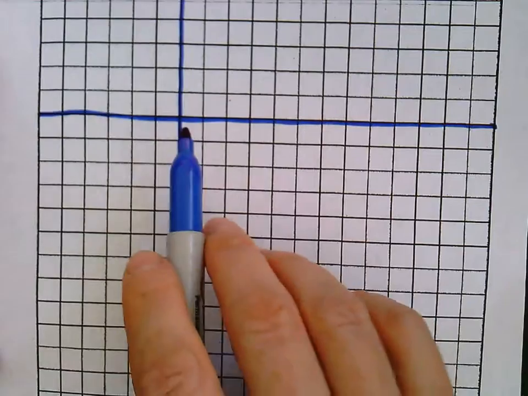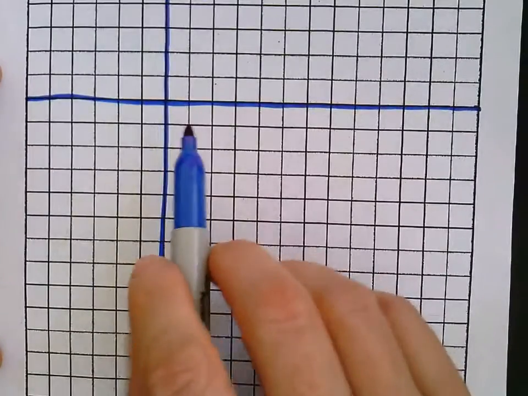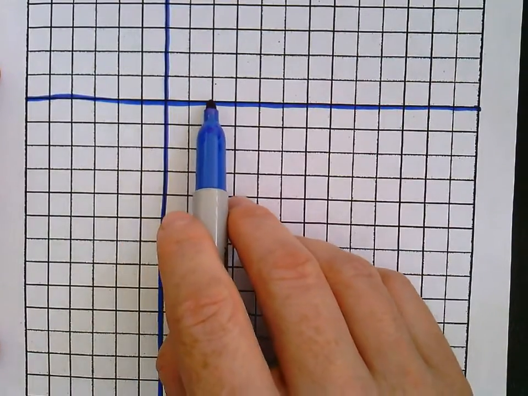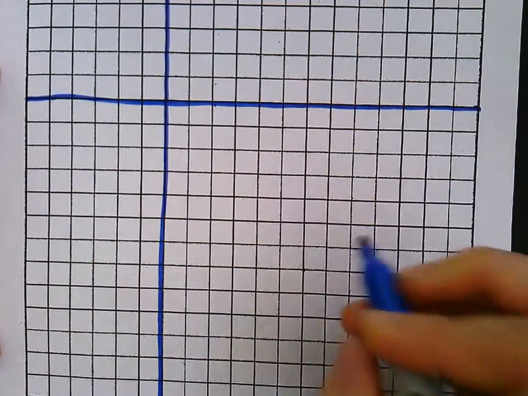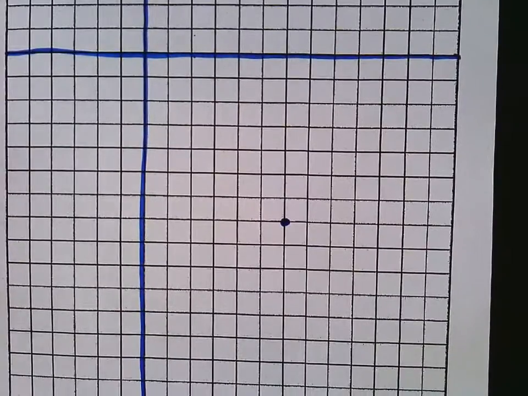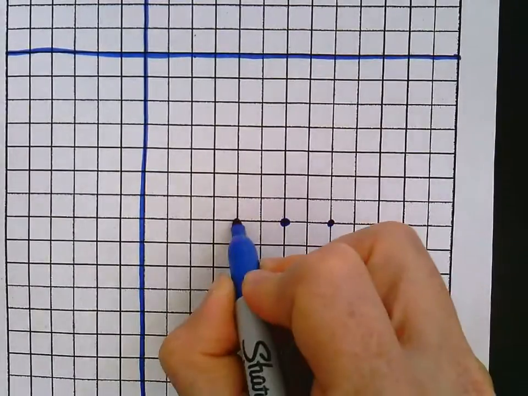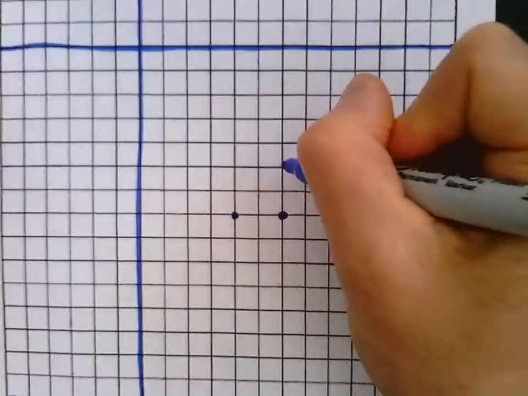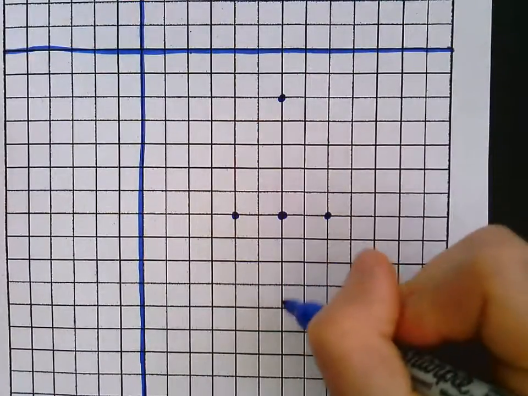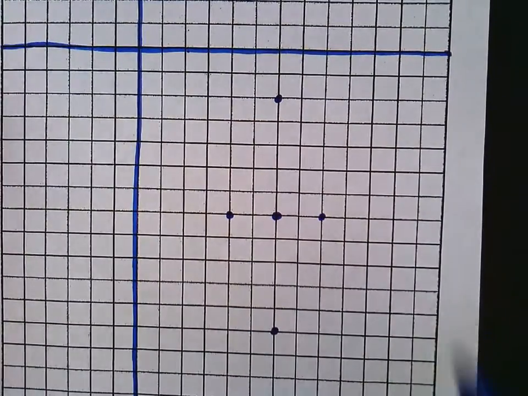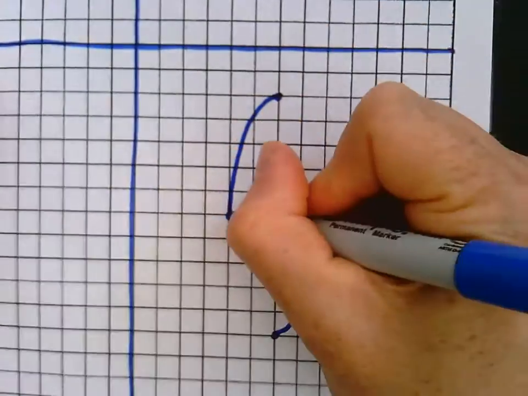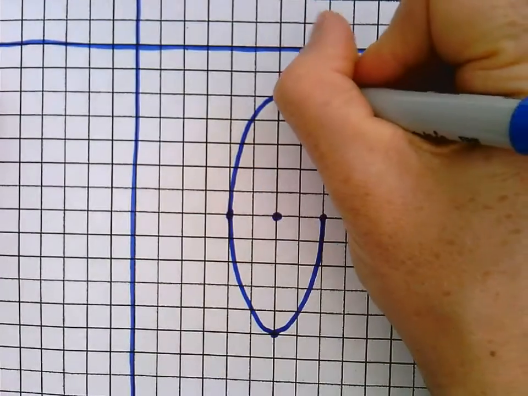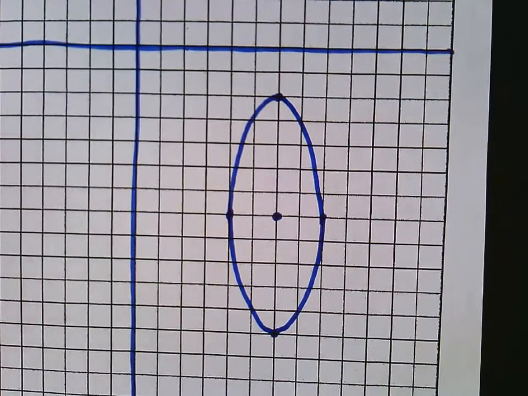So my center is 6, so that's 2, 4, 6, -7, 1, 2, 3, 4, 5, 6, 7 right there. A is 2, so I move out horizontally. B is 5. There's my b. We get another tall, thin ellipse, but now it's centered down below in quadrant 4, something like that.